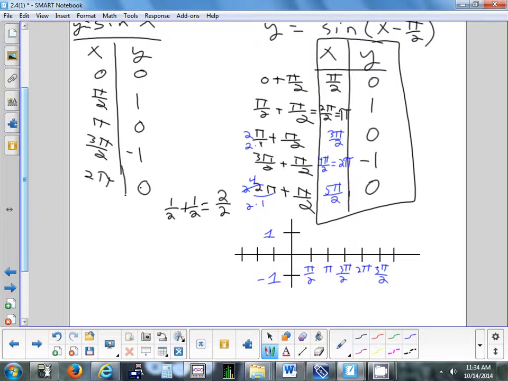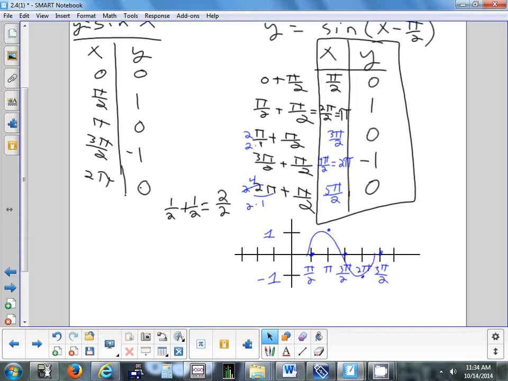And now graph the points in the table on the graph. So pi over 2, we're at 0. Pi, we're at 1. 3 pi over 2, back to 0. 2 pi, we're at -1. 5 pi over 2, back to 0. Okay, when you sketch it, try to make it look like a somewhat smooth curve. There are no sharp turns in this graph, so it shouldn't be pointy. It should all be somewhat curved. And there's your graph of y equals sine of x minus pi over 2.